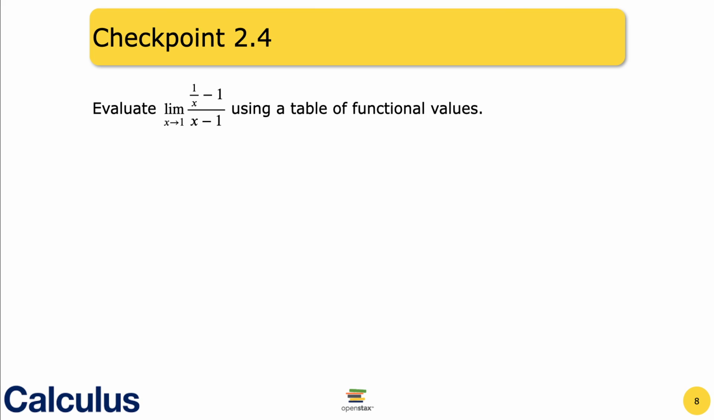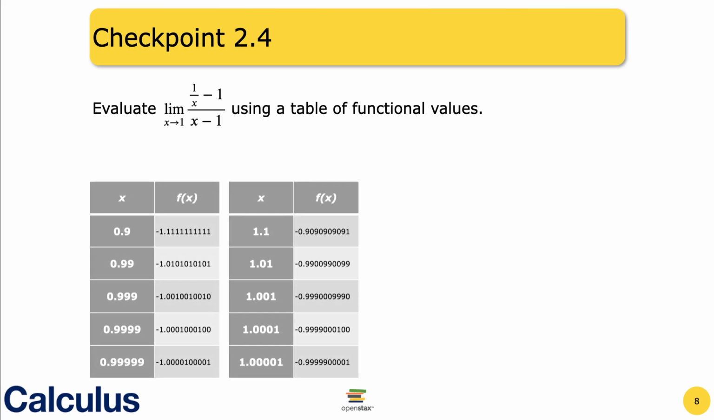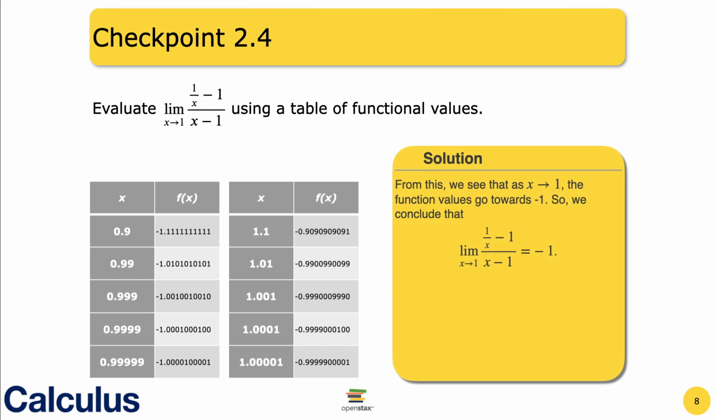Okay, now that you've attempted the problem yourself, let's look at the solution. Here's the table of values with x values extremely close to 1 but not equal to 1. Notice both the left and right approach -1. So we would conclude that the limit as x approaches 1 of 1 over x minus 1 all over x minus 1 is equal to -1.